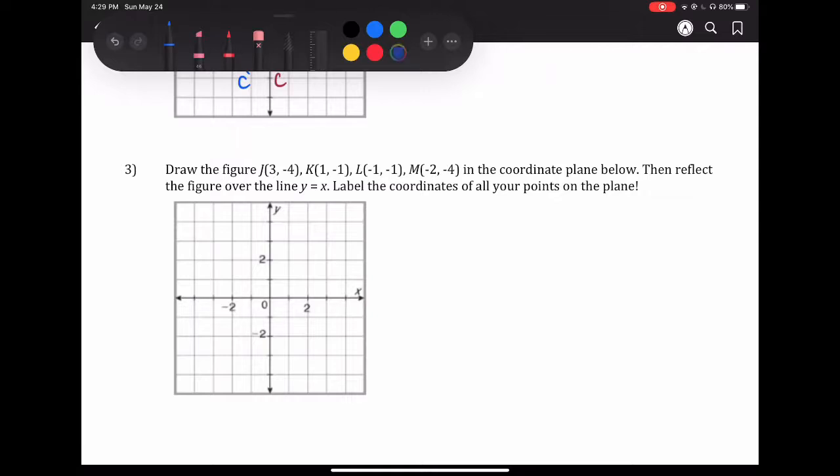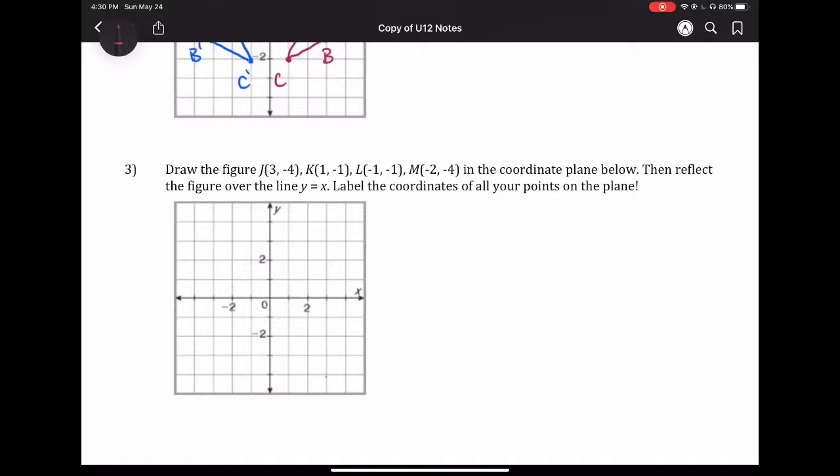Alright, let's go ahead and start by plotting our points again. So I have J at 3, negative 4. So that's going to be my J. I have K at 1, negative 1. That's my K. I have L at negative 1, negative 1. That's my L. I have M at negative 2, negative 4. So that's my M. I'm going to connect those dots following in the order that they were plotted.